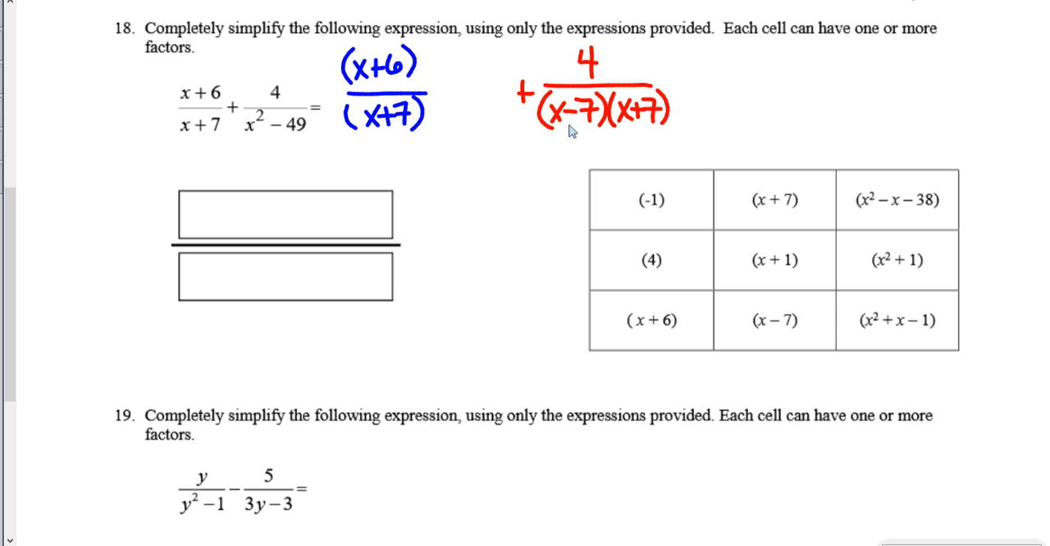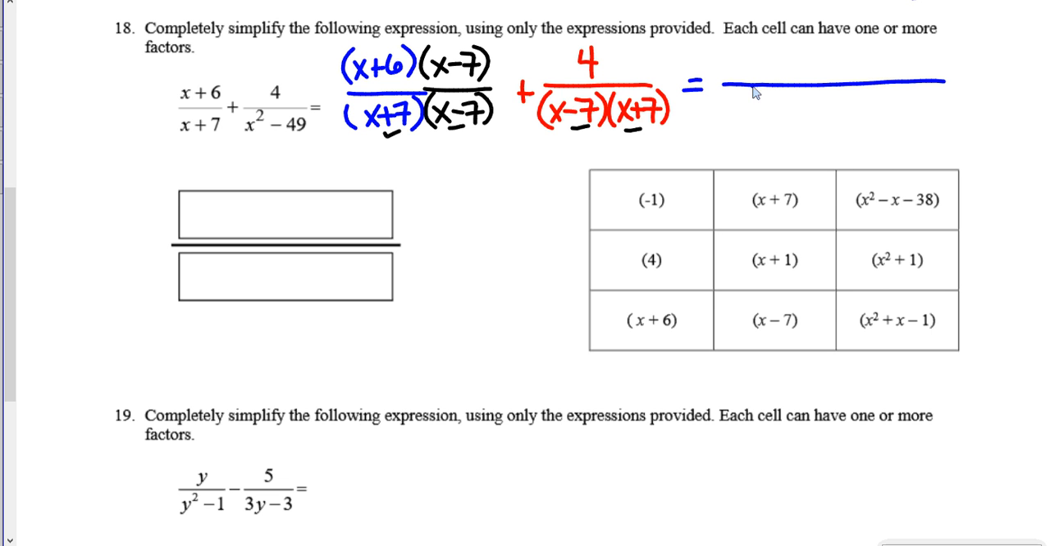The second denominator has x minus 7 and x plus 7. So my first denominator is missing an x minus 7. I need to put an x minus 7 on both the top and bottom for balance, and now, if I'm checking them off, I have the same factors in both denominators. Now I just need to clean up.